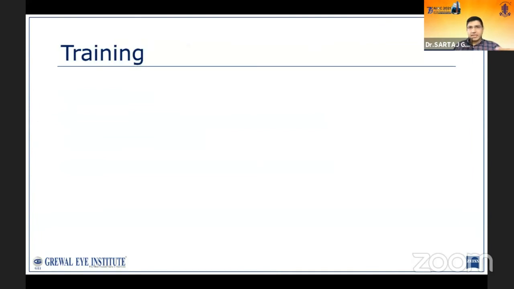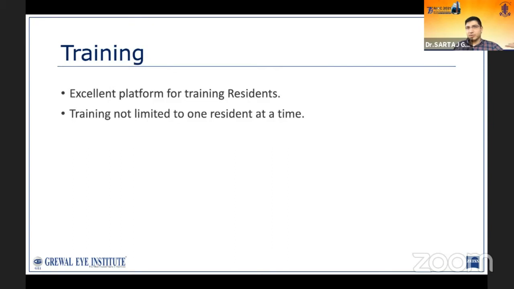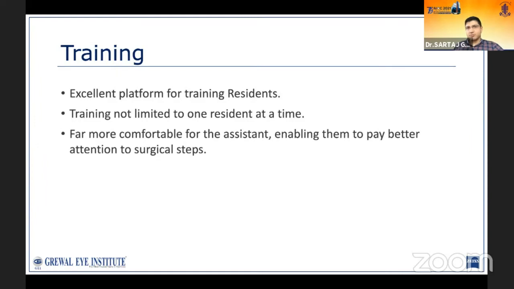Now, where heads-up technology truly shines is in the process of training young surgeons. Some of the advantages offered are that the stereoscopic view is not limited to just one resident at a time. Everyone can enjoy the same view and learn from it. It is also far more comfortable for the trainee who's assisting you, especially if there is a significant difference in height between the primary surgeon and the assistant.